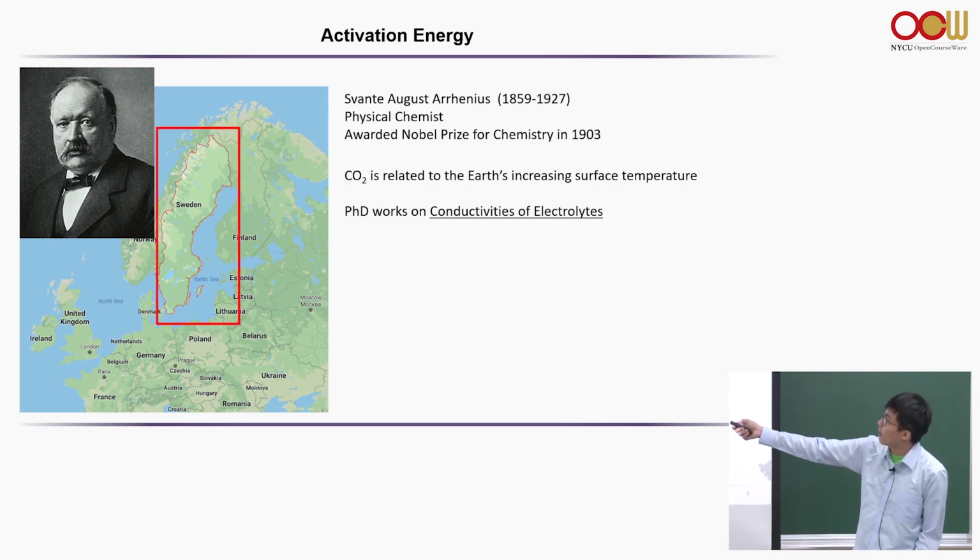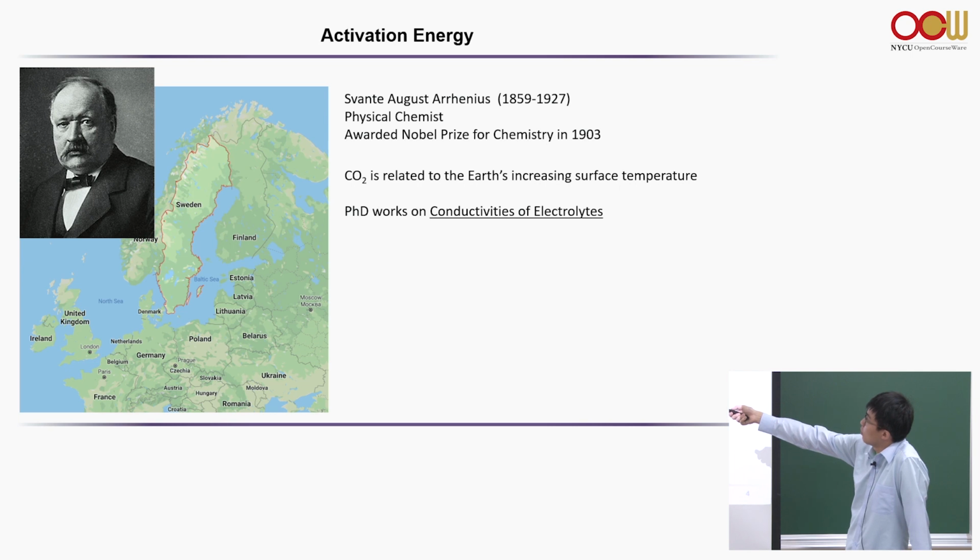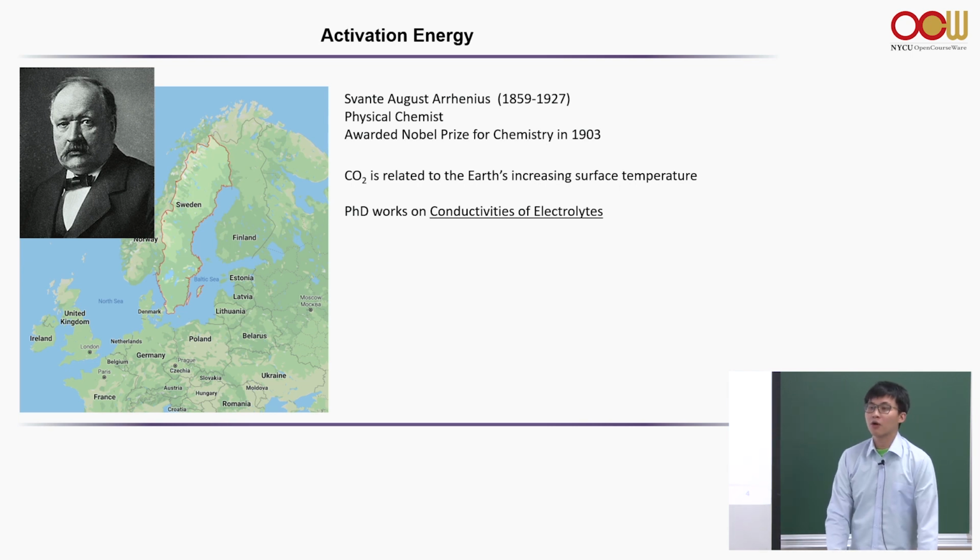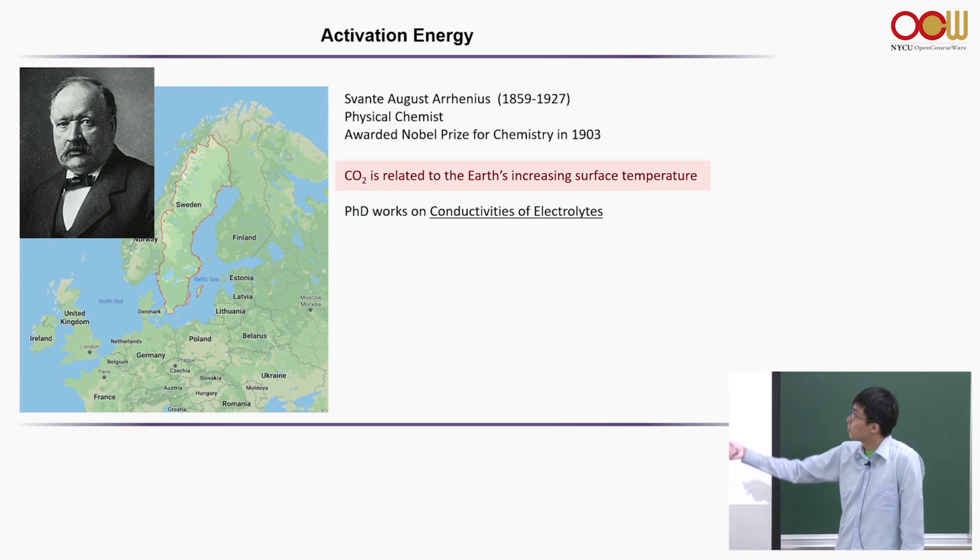So why do I bring out this map? This is just to put into perspective where Sweden is. Sweden is radiant. We've probably already heard about global warming, right? Now it's being rephrased as climate change, and it's a very serious issue. In fact, Arrhenius used a bunch of equations and concepts in physical chemistry to prove that increasing CO2 concentration is related to Earth's increasing surface temperature.